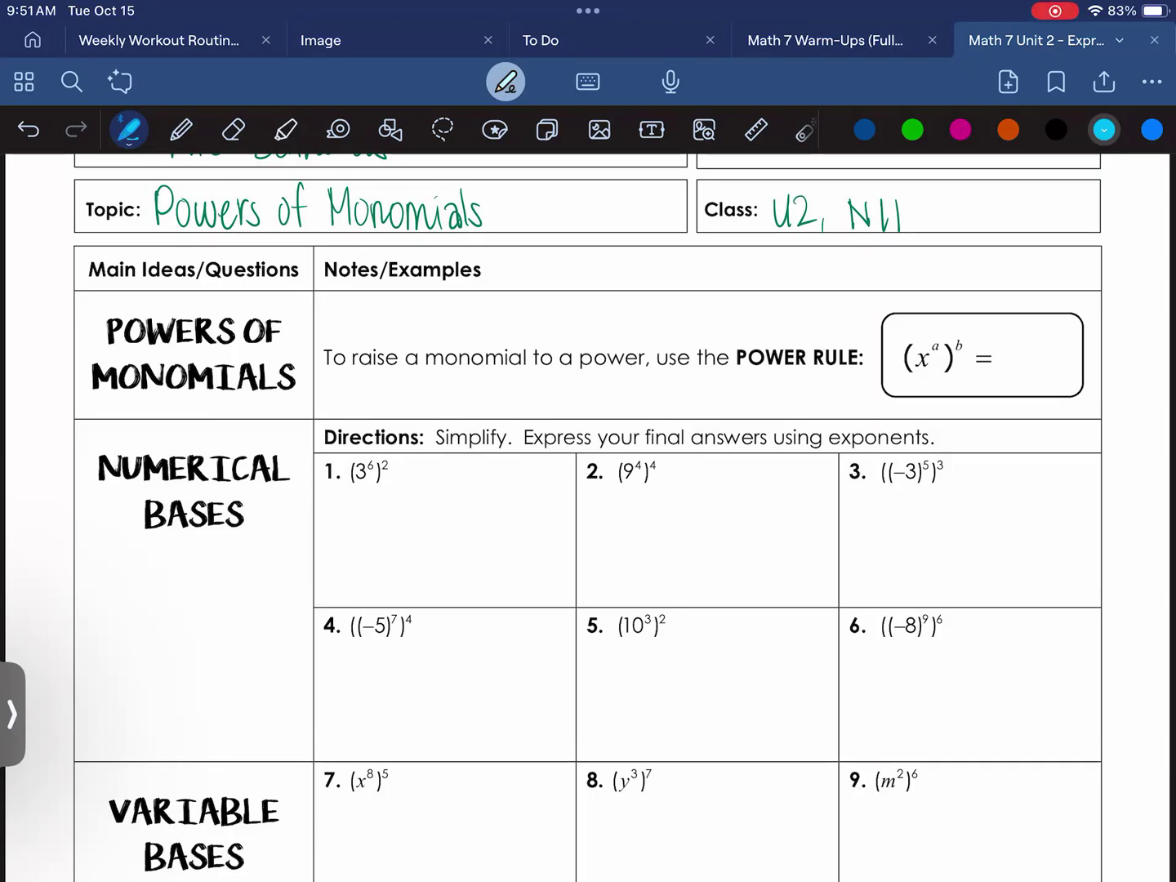Now, multiplying and dividing, that is when the exponents will change. When we multiply monomials, you add the exponents together. When you divide monomials, you subtract the exponents. So now we're going to do powers of monomials. So this is when you have a number or a letter to the power and then to the power again. So this is called the power rule.